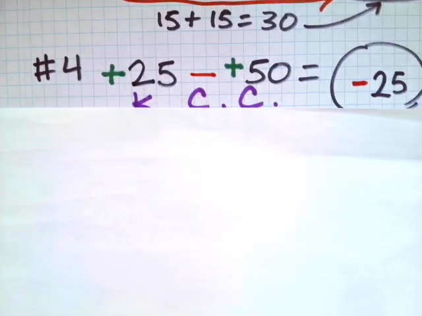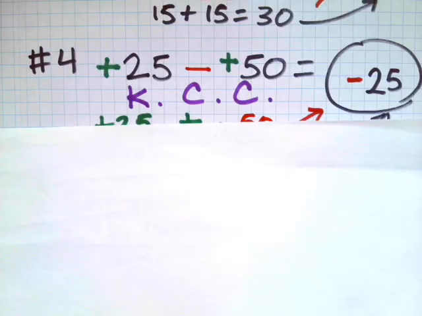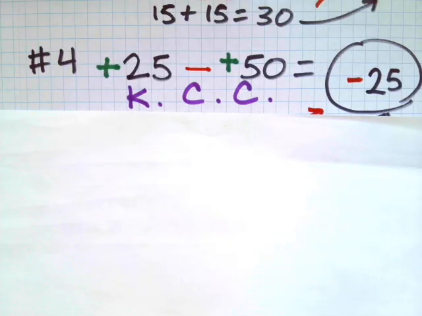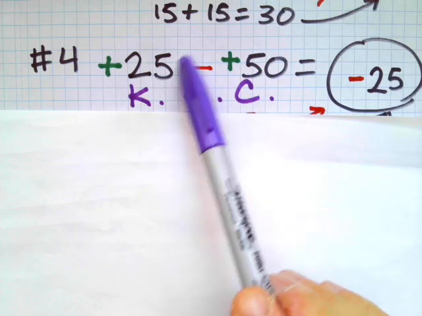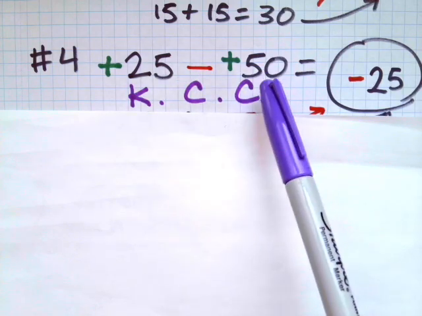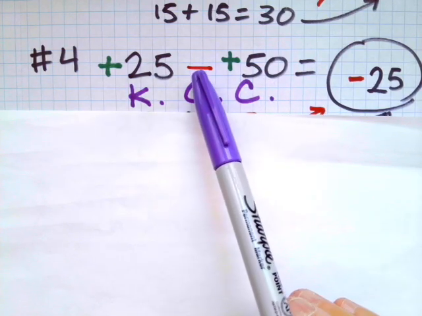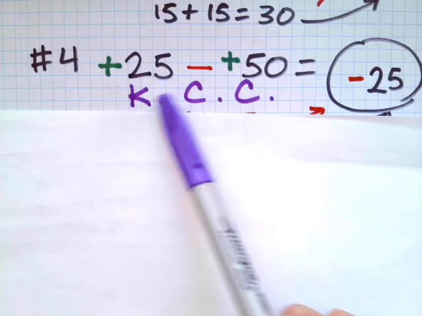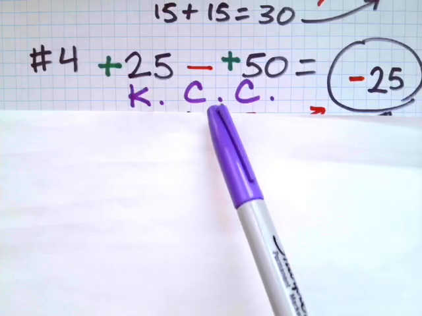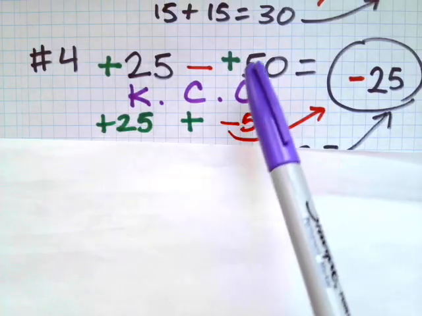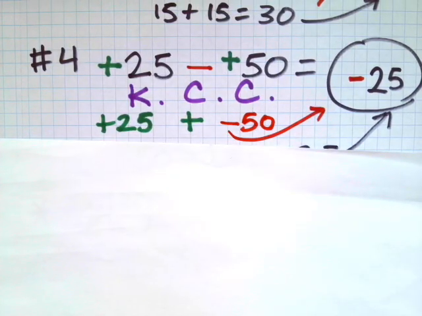Let's go ahead and take a look at number 4. Positive 25 minus positive 50. Anytime you see a subtraction problem, you perform a keep, change, change. Keep it a positive 25. Change subtraction to addition. Change that positive 50 to a negative.